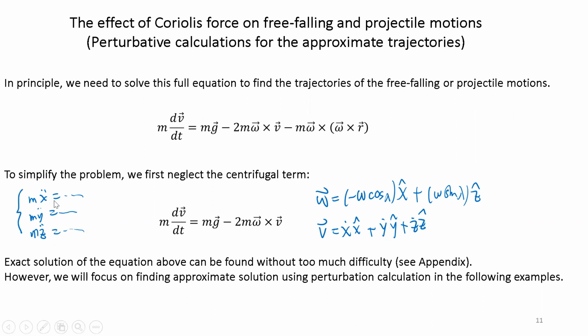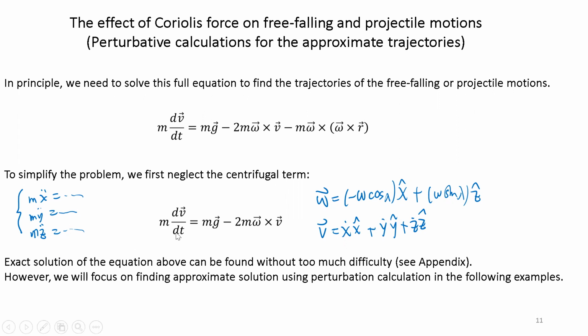So m x double dot equals some terms, and the terms will actually depend on x dot, y dot, z dot, some of them, and then y double dot also, z double dot also. If you really want to solve it exactly, you need to solve this system of ODEs. And in fact, it can be done, because the whole system is still a linear system, and it can be done without too much difficulty.